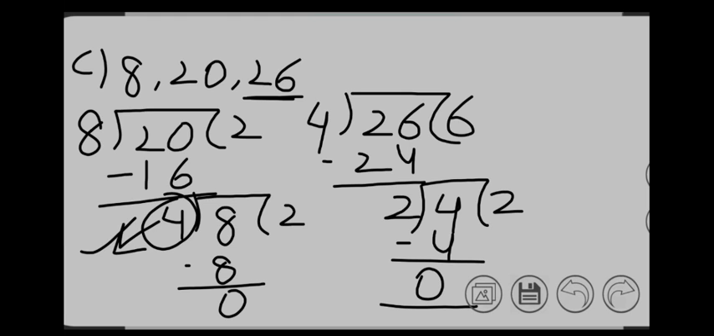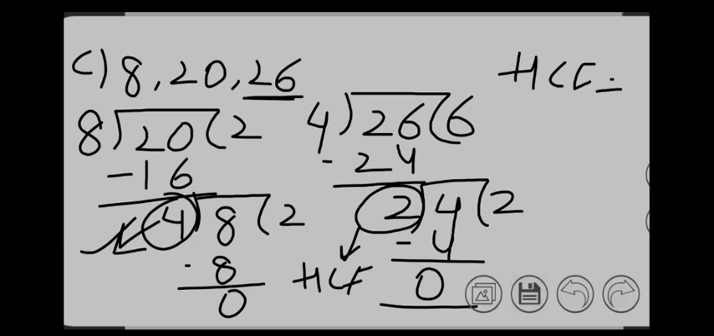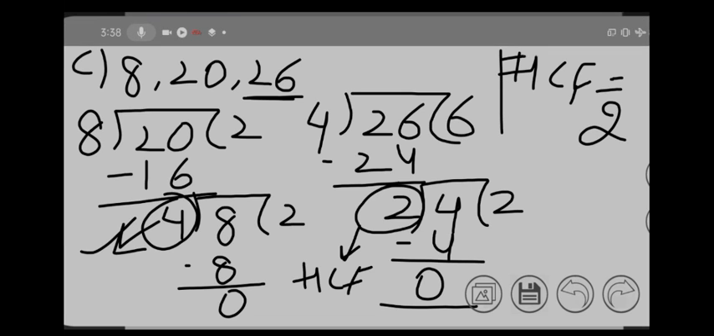So by doing all this, the last divisor is 2. That means the HCF of these three numbers is 2. So we can say that the HCF of 8, 20 and 26 is the number 2.